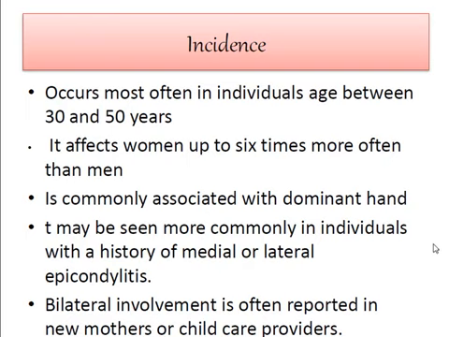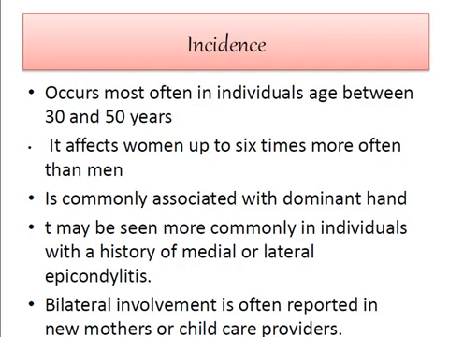Let us first discuss the incidence of this condition, or we could say let us see the epidemiology, how it is existing currently. It occurs most often in individuals aged between 30 to 50 years. It is about 0.5% in men and 1.3% in women. So it affects women up to 6 times more than men. It is commonly associated with the dominant hand. It may be seen more commonly in individuals with a history of medial or lateral epicondylitis.